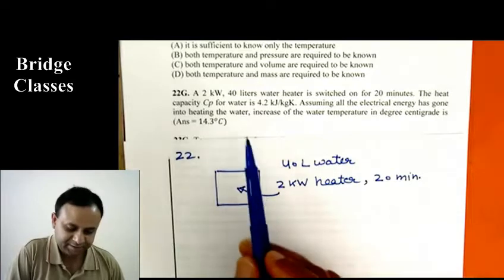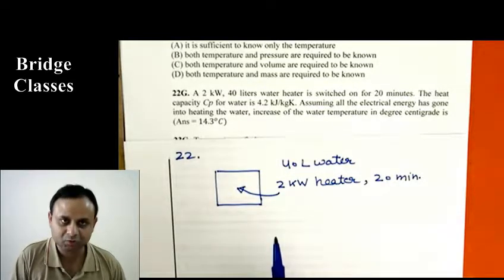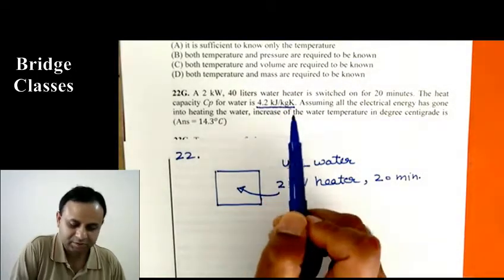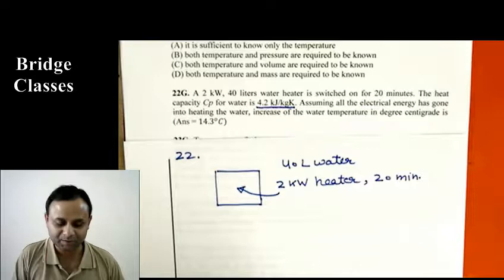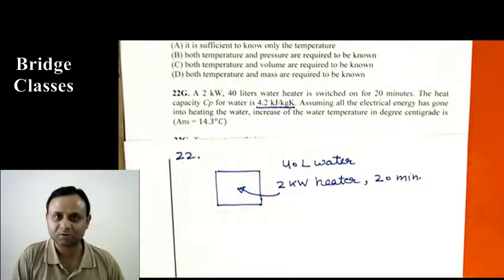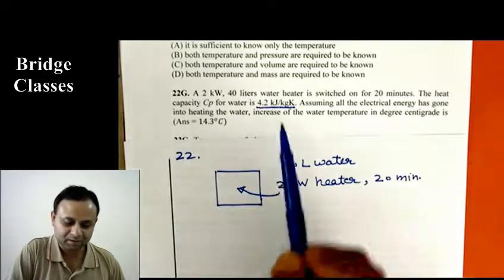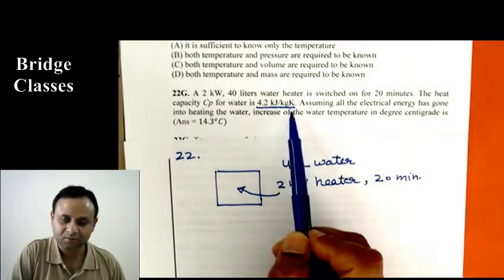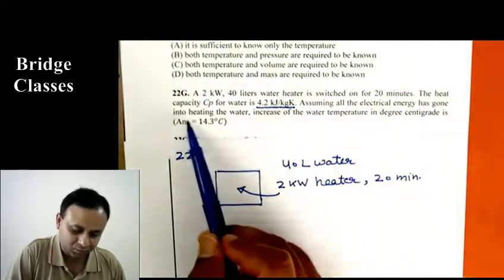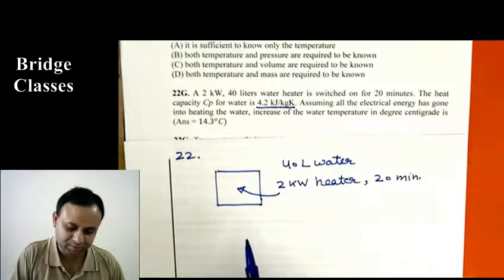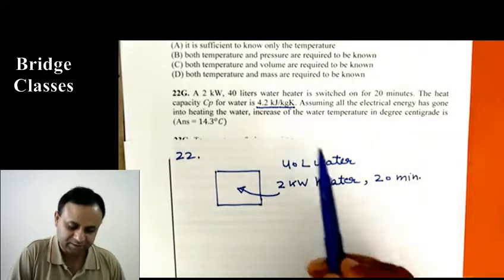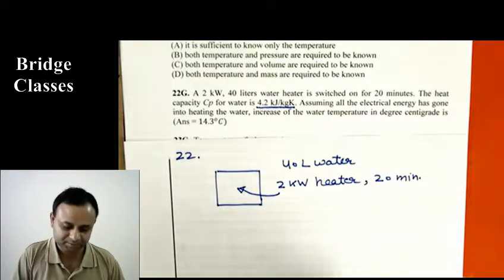The heat capacity Cp for water is 4.2 kilojoule per kilogram Kelvin. Actually, this number you can remember also for water because it is such a common fluid. For water at room temperature, its specific heat, and see, it is incompressible. We are talking about liquid water here. It is 4.2 kilojoule per kilogram Kelvin. Assuming all the electrical energy has gone into heating the water, so there is no heat loss. Increase of water temperature in degrees centigrade is, so what is the change in temperature of water?